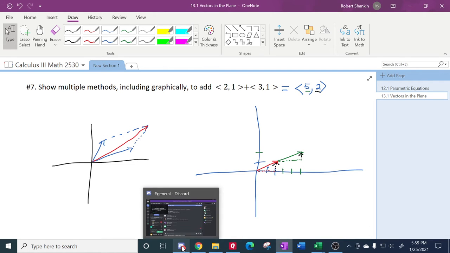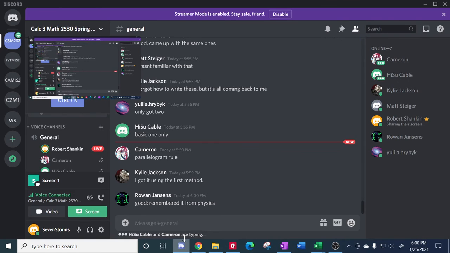Should be shaking off some rust. Maybe it's been a while, unless you've had a bunch of science classes where you were using vectors, but otherwise it might be a while since you've done this.